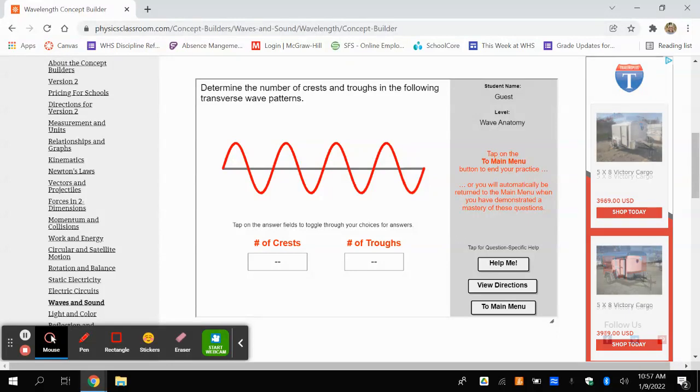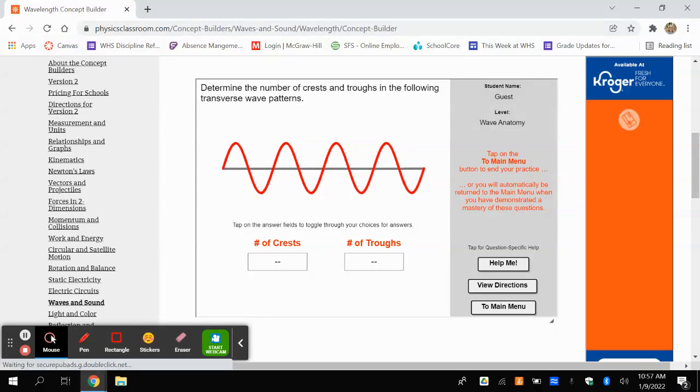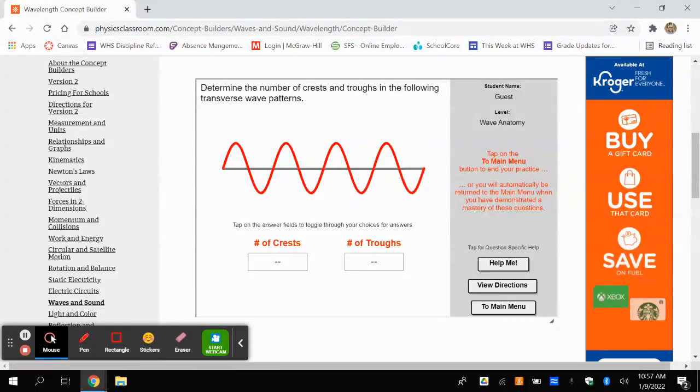So there's going to be a few different questions that go through different parts of a wave and want you to count or identify different parts of the wave, and that's that first trophy.